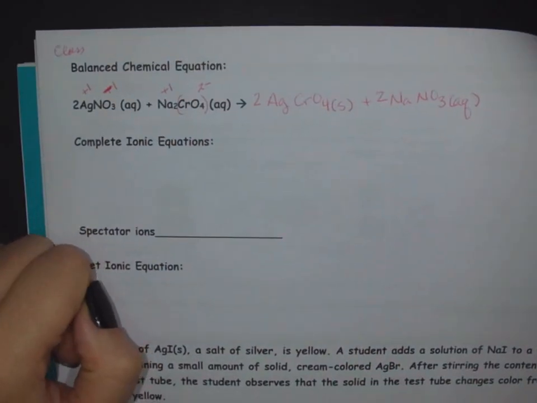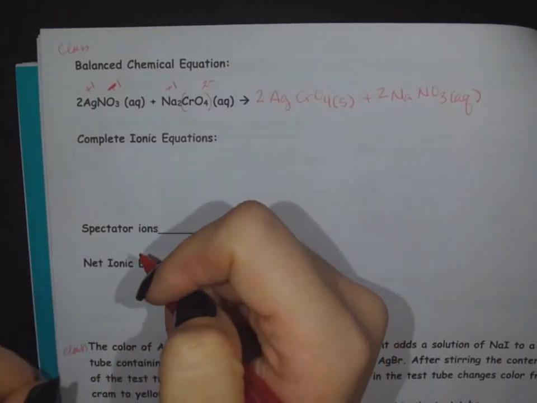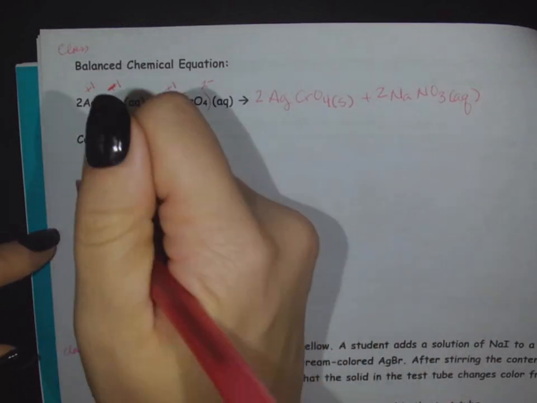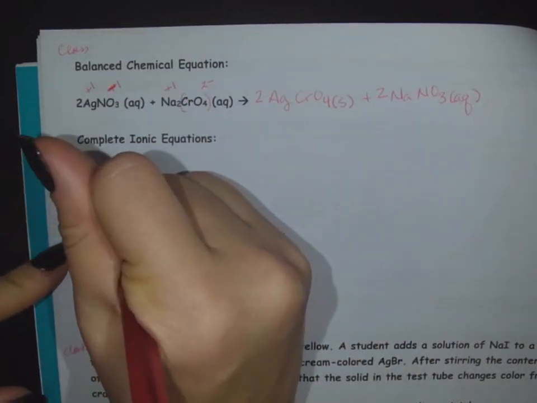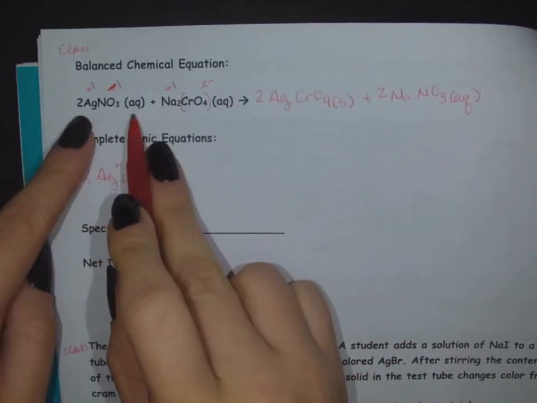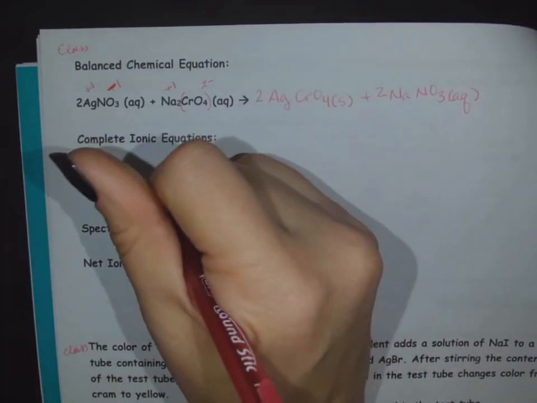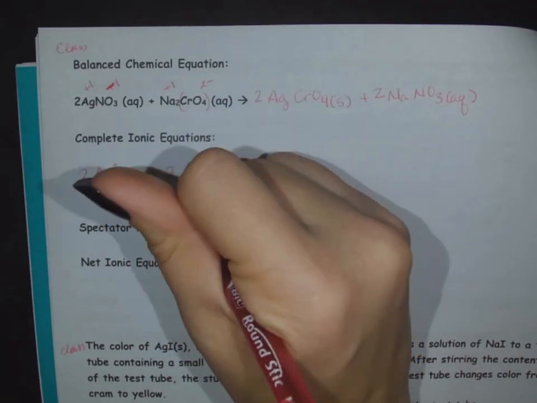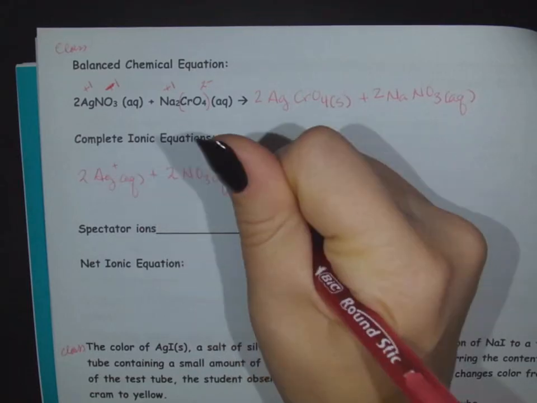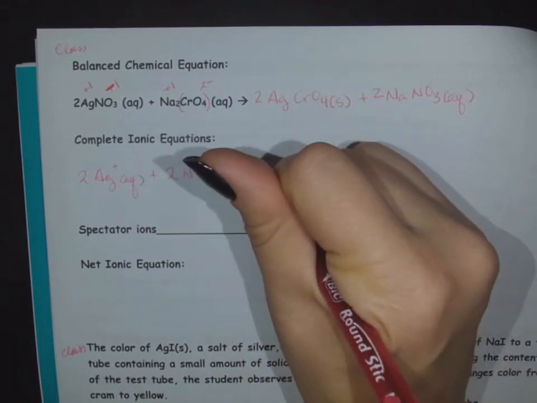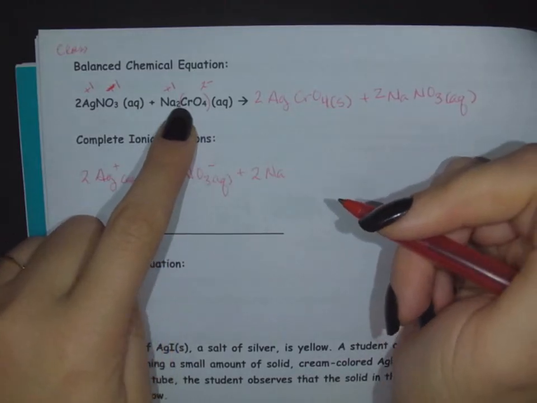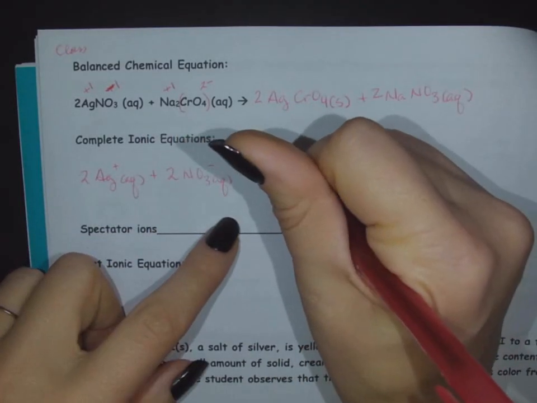Okay. So before I do the net ionic, I'm going to do the complete ionic, not just the net ionic. So I'm going to have 2 of these silver ions. They are aqueous. And again, I'm breaking this apart because it's an ionic compound and it's aqueous. And there's also going to be 2 nitrate ions, aqueous, plus 2 sodium ions. Yes, it's a subscript there, but it's not a polyatomic ion, so there's 2 of those sodiums.